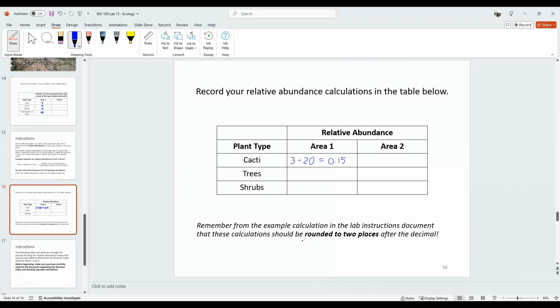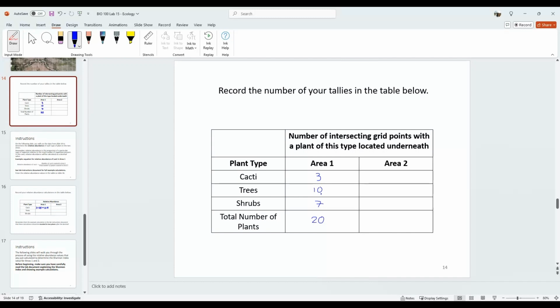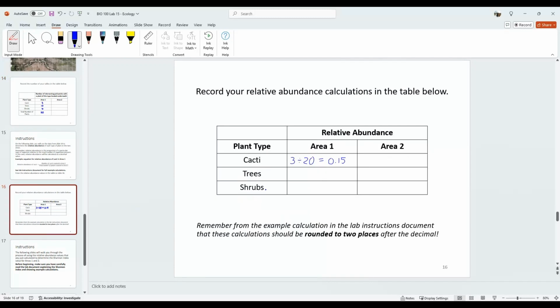And you'll note on here that I've asked you to round to 2 places. Our decimal here is 2 places, so we don't need to do any rounding. But if you came out with a longer decimal, then please round it to 2 places. And you'll do the same thing for the trees, same thing for the shrubs. So if we look back, we had 10 trees out of the 20 total plants. And so that calculation would look like this. And that gives us 0.5.